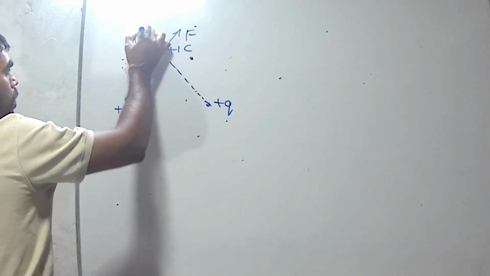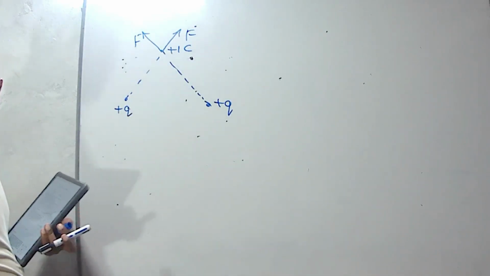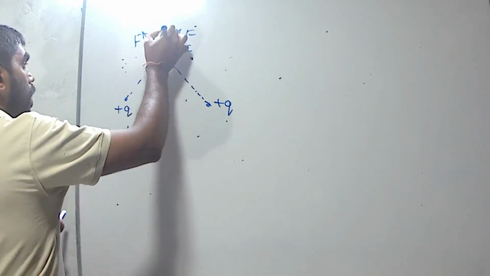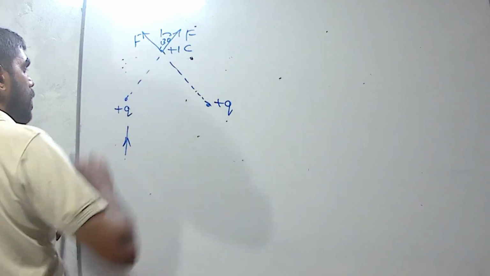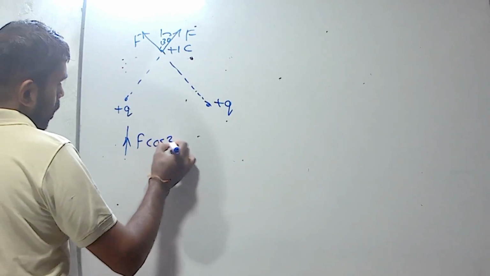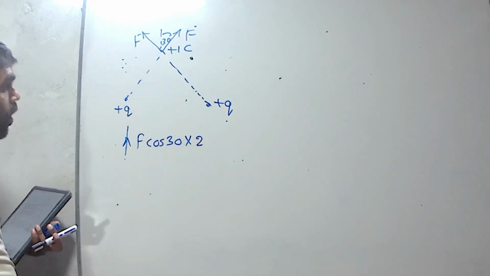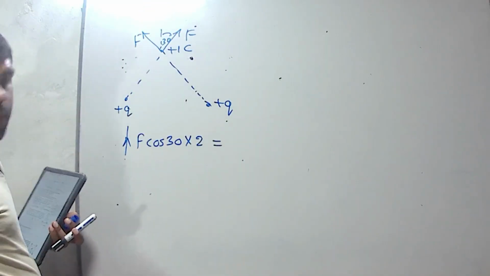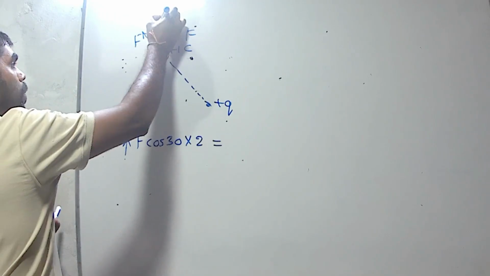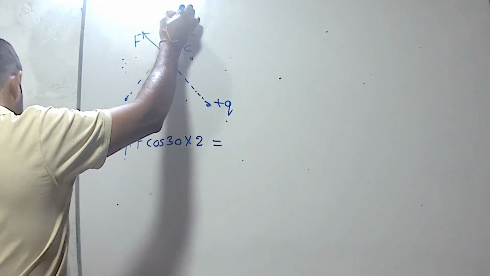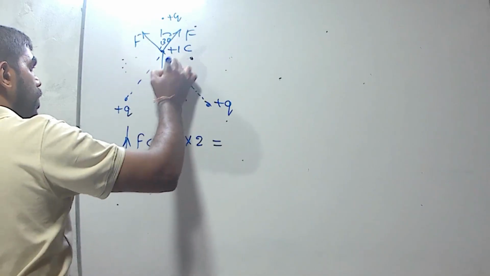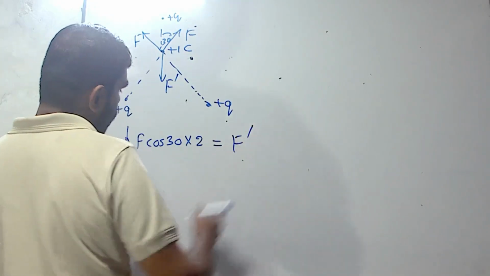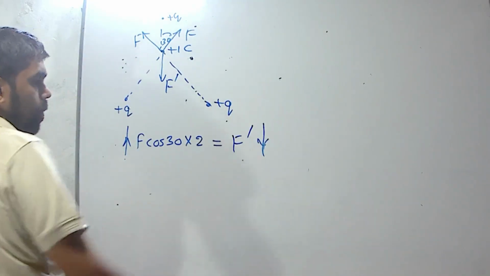Same force. Then we can get an upward resultant force. We know that this angle is 30 degrees. Then F cos 30 times 2 is the upward force. It should be equal and opposite to the downward force on this plus 1 Coulomb charge due to this third plus q charge. I will consider it as F dash, then it should be equal to F dash in the opposite direction.